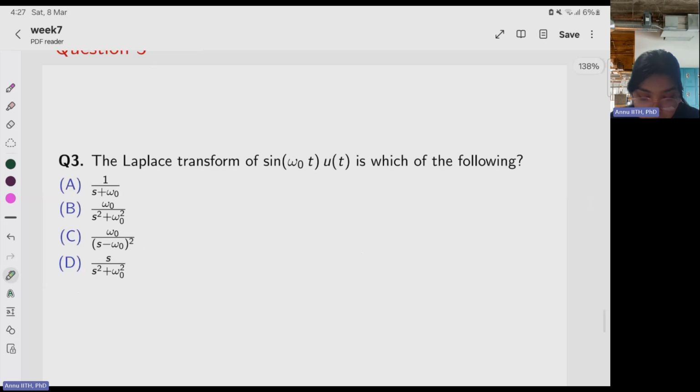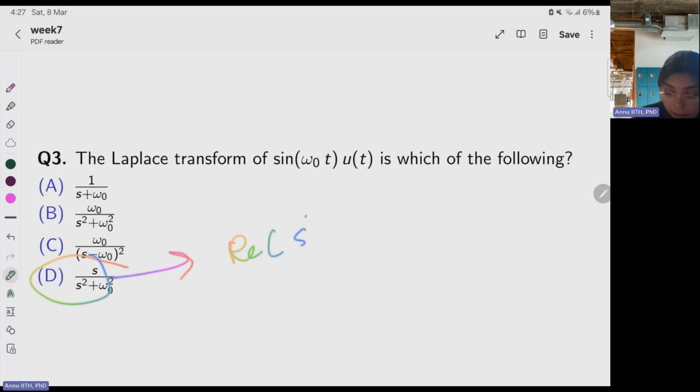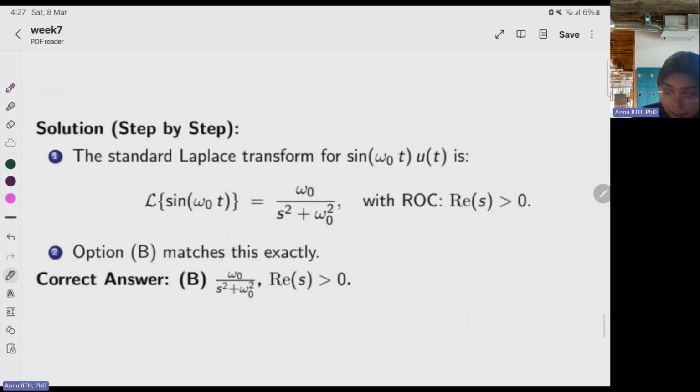So moving to question number 3. The Laplace transform of sin(omega naught t) u(t) is which of the following? And what will be the ROC? My added question. So it is omega naught divided by s square plus omega naught square. That is definitely option D. And for that, we saw that real part of s should be greater than 0. That was the ROC condition. That is very straightforward, and this is a standard thing.